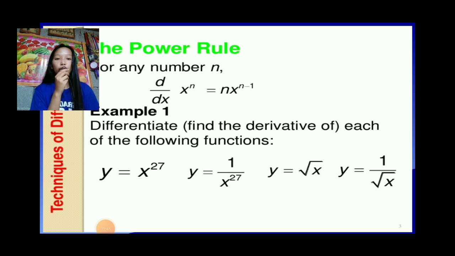First is y equals x to the power of 27, then y equals 1 over x to the power of 27, and then y equals the square root of x, and y equals 1 over the square root of x.